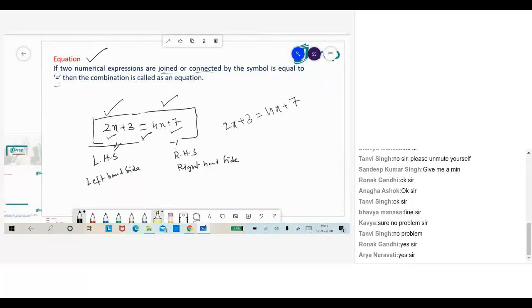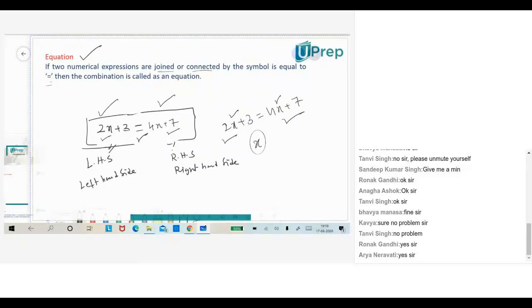Solution is nothing but a value of this variable x which satisfies this particular equation. A value of this variable x which satisfies this particular equation is called a solution of the equation. It means we need to find the value of x which satisfies LHS and which satisfies RHS.